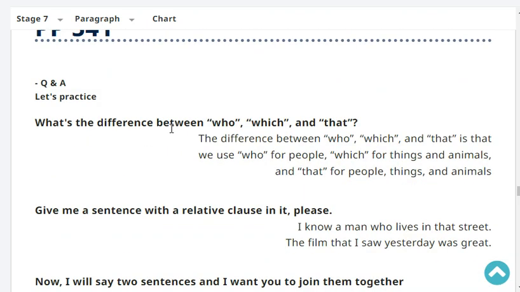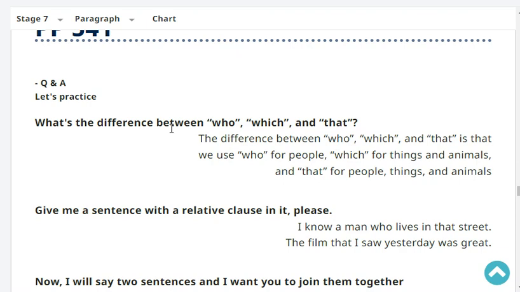Okay, let's practice. What's the difference between who, which, and that? The difference between who, which, and that is that we use who for people, which for things and animals, and that for people, things, and animals. Very good.